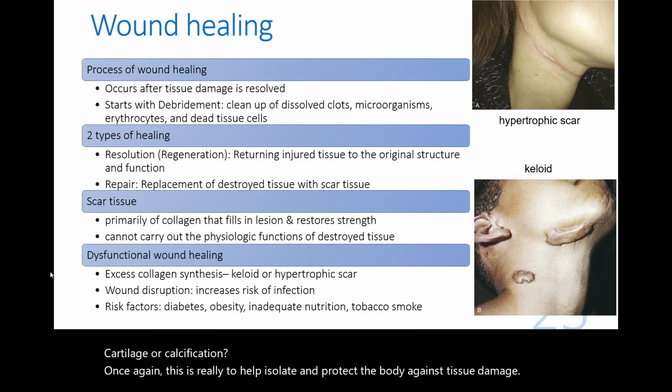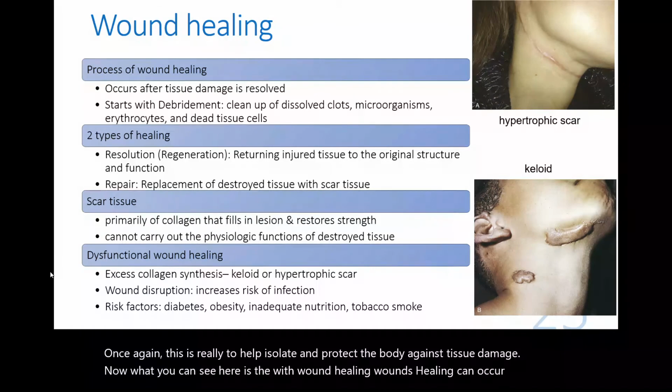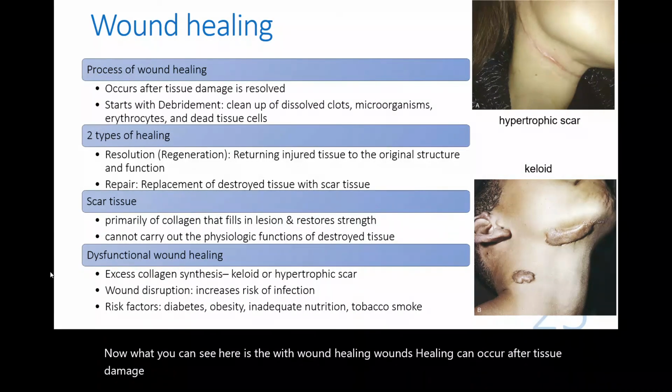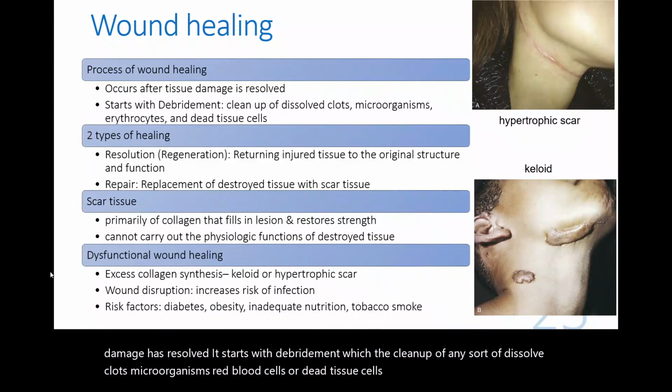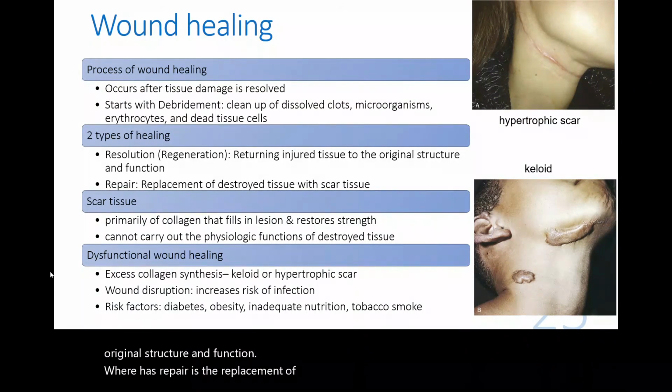Now, what you can see here is wound healing. Wound healing can occur after tissue damage has resolved. It starts with debridement, which is the cleanup of any sort of dissolved clots, microorganisms, red blood cells, or dead tissue cells. There are two types of healing, both resolution and repair. Resolution is when you are returning an injured tissue to the original structure and function, whereas repair is the replacement of the destroyed tissue with scar tissue.